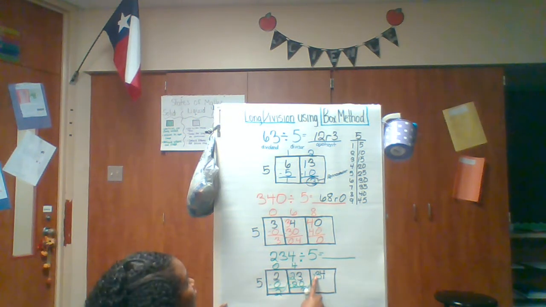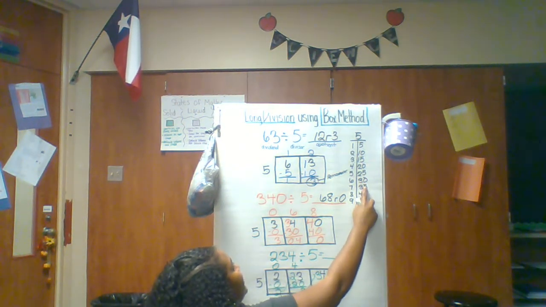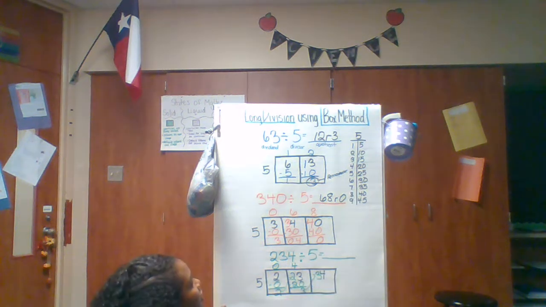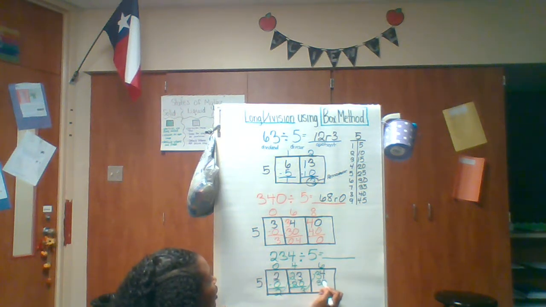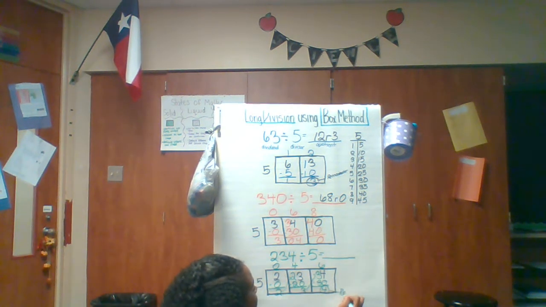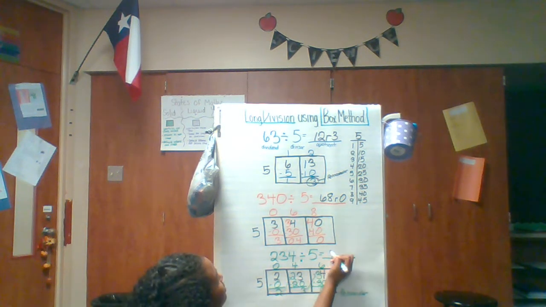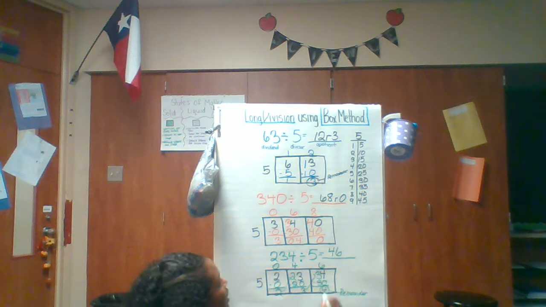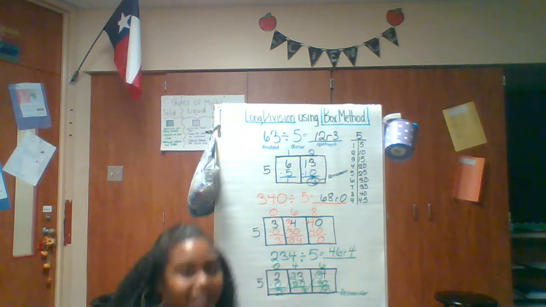How many times can my 5 go into 34 evenly? I'll look. Well, 35 is too much, so I'm going to go to my 30. That's 6 times. 6 times 5 is 30. 34 minus 30 is 4. So it looks like I have a remainder here. And I know that 234 divided by 5 gives me 46, remainder 4.